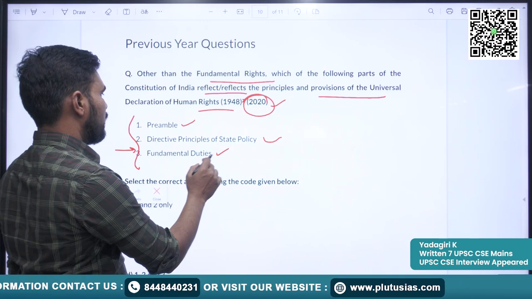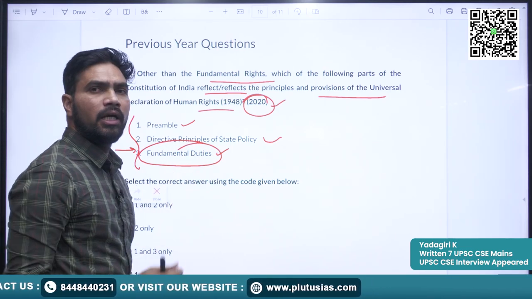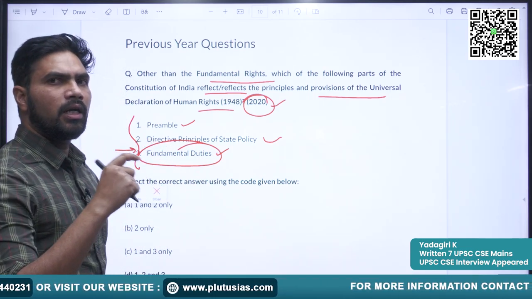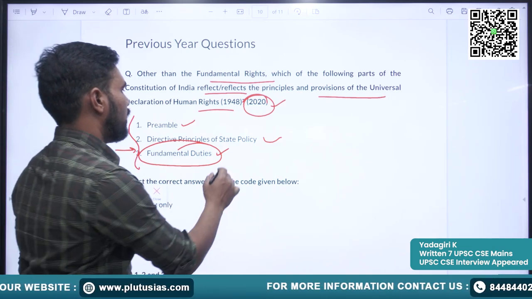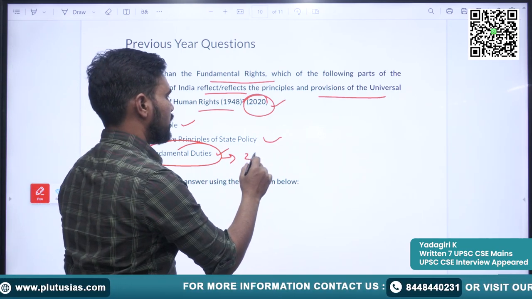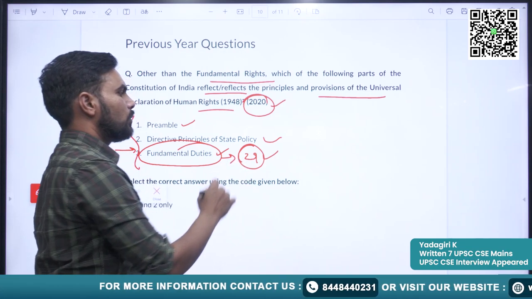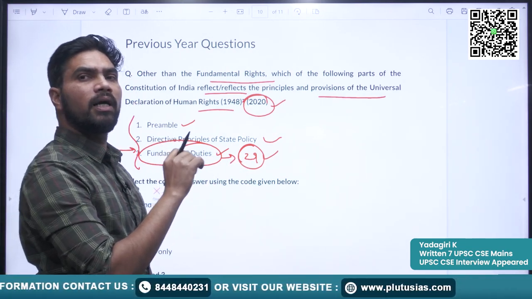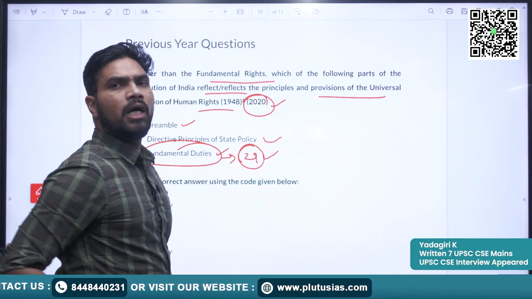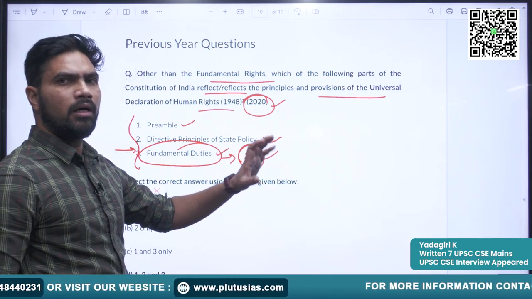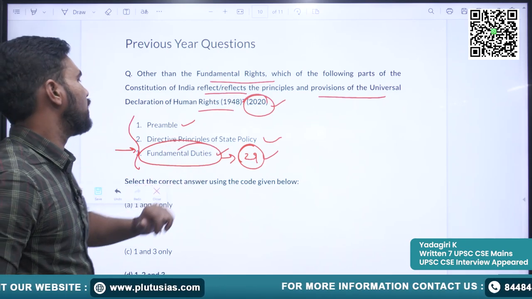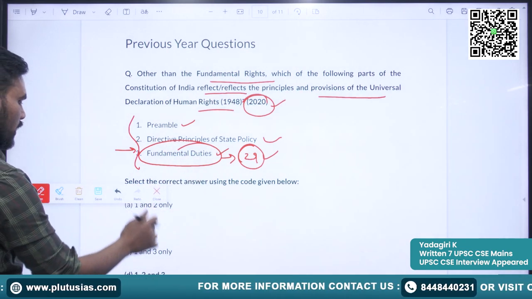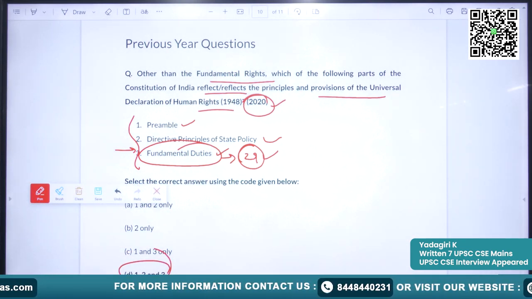We have seen the fundamental duties also reflect the spirit of the Declaration of Human Rights. We have seen a particular article in the Declaration, Article 29. The fundamental duties specifically reflect the provisions mentioned in Article 29 of the Declaration of Human Rights of 1948. So the correct answer is D, 1, 2 and 3.